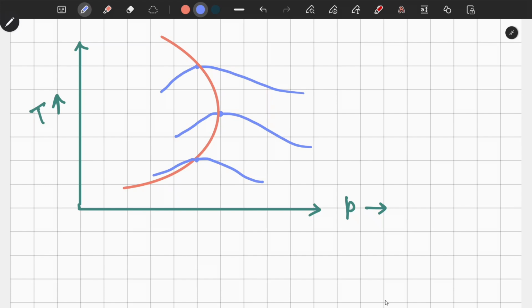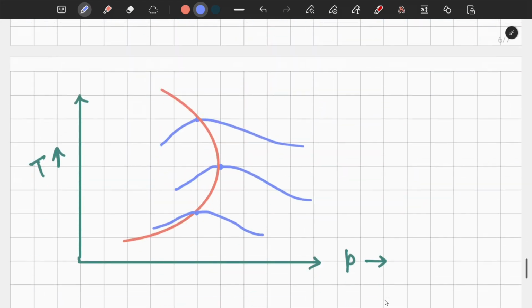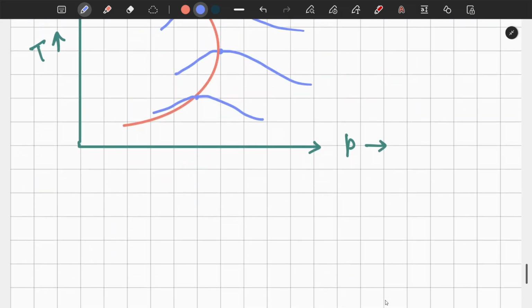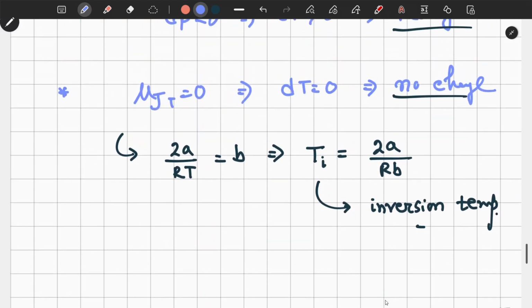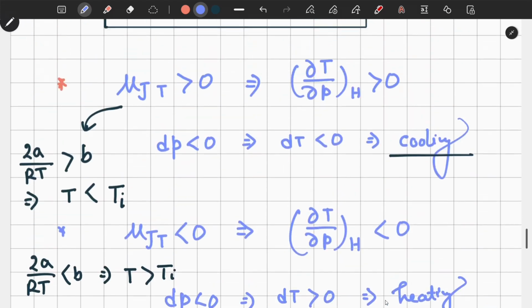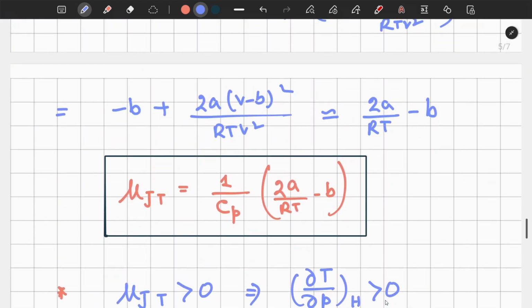Okay, so this is the plot. This is the variation of inversion temperature. Is it clear? Yes. Okay, so I think nothing is left for the Joule Thomson coefficient. That's it. Is it related to producing low temperature?